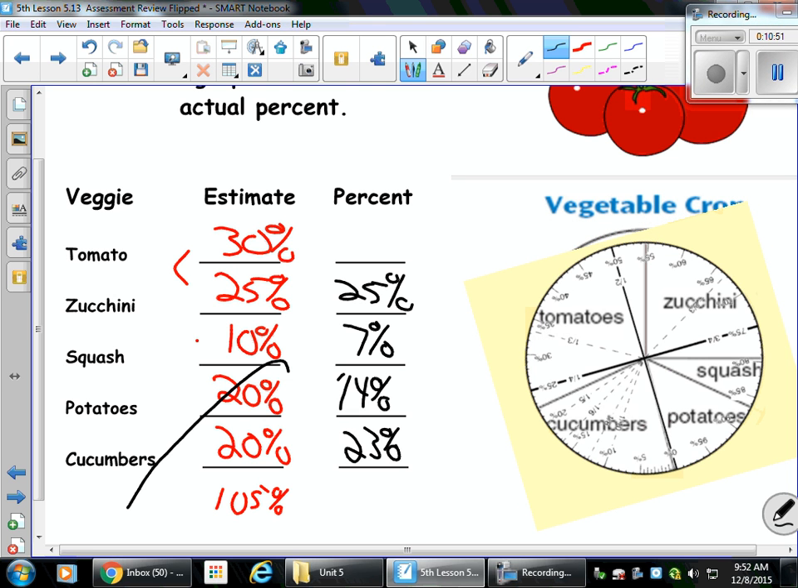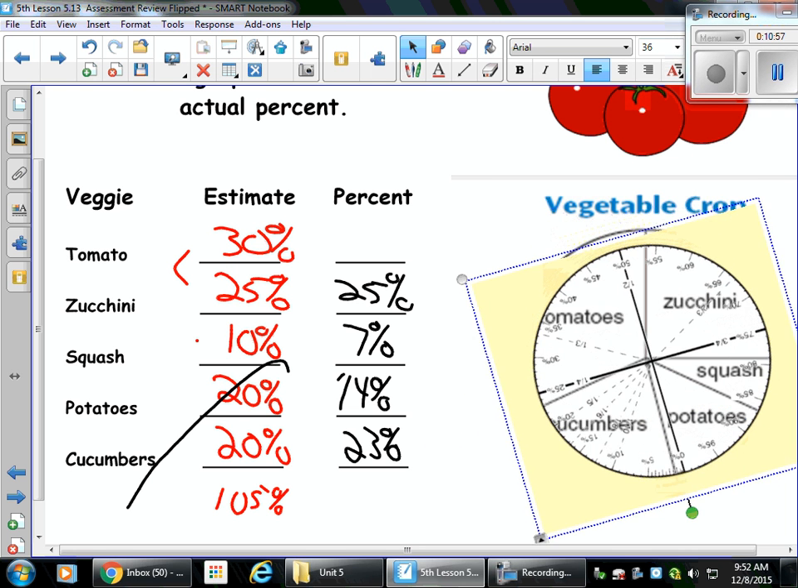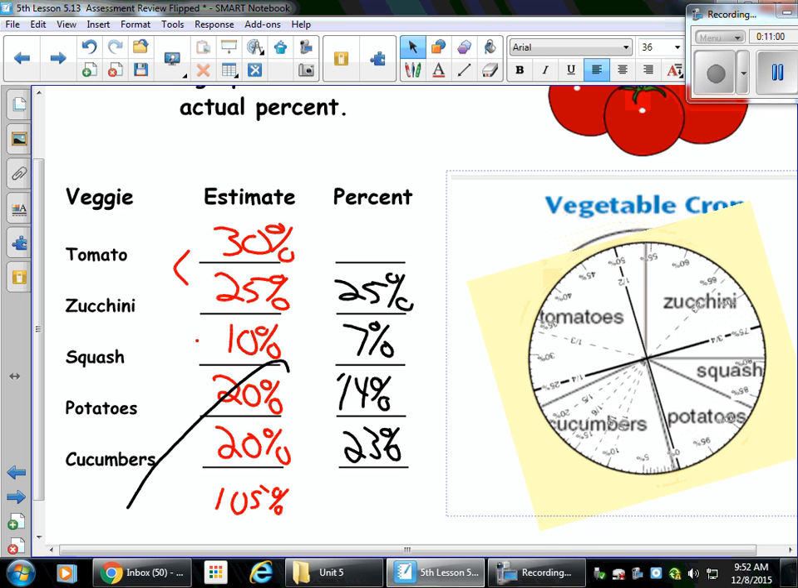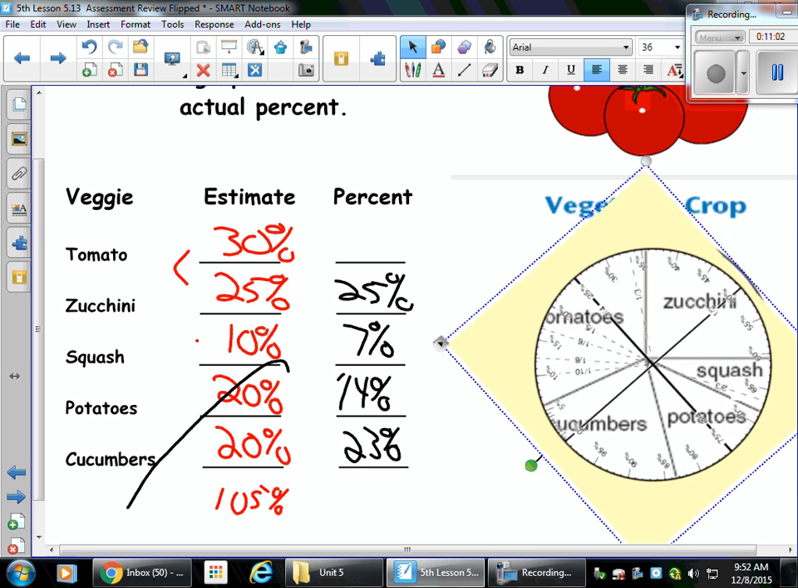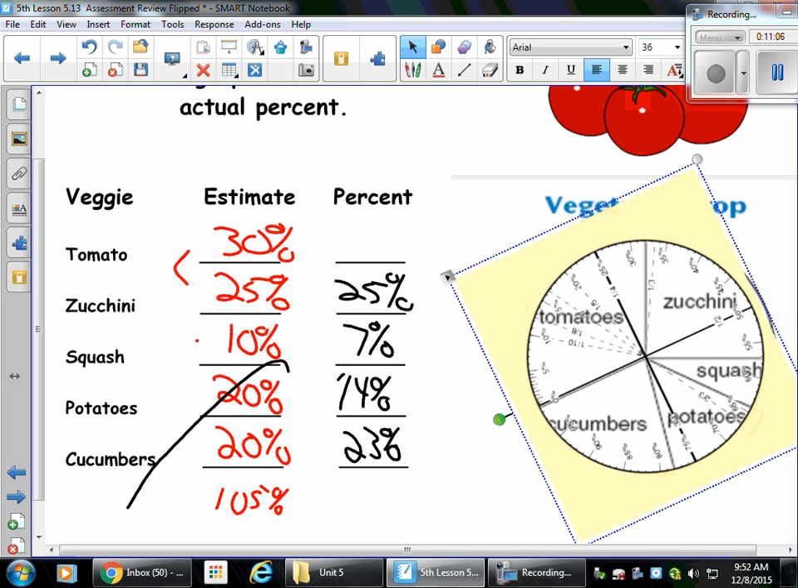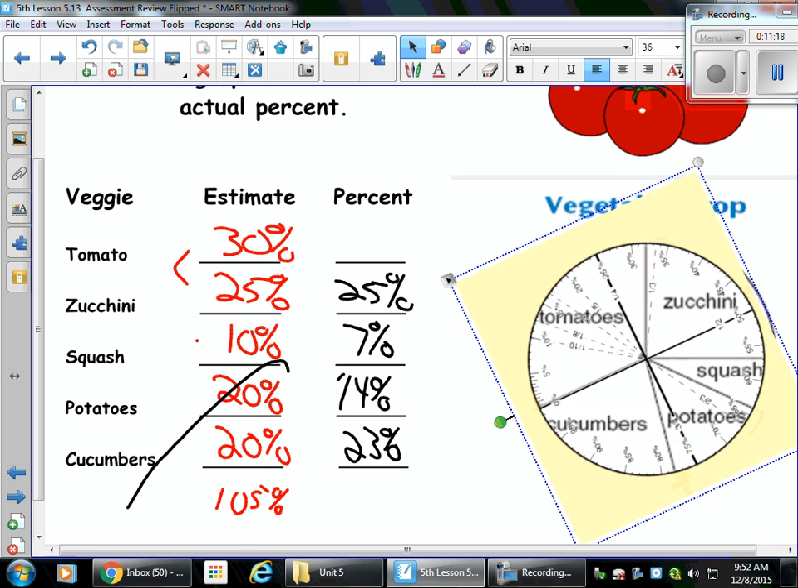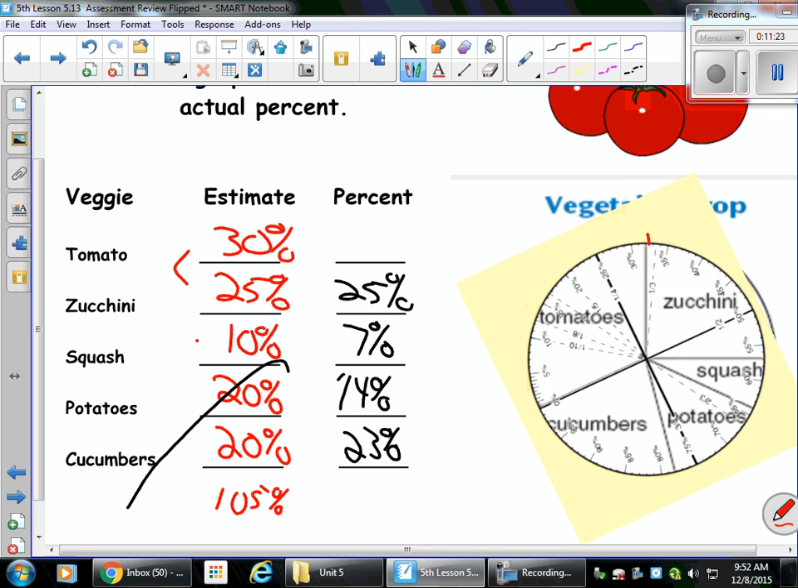Then I'm going to take a look at how much my tomato is. All right, so I can read it like a clock. The reason why I'm showing you this and talking through it is so you know how to use a percent circle. My tomatoes go all the way past, right to, where's their line at? Perfect. This is where their line ends, right here. So that gives me 32%.